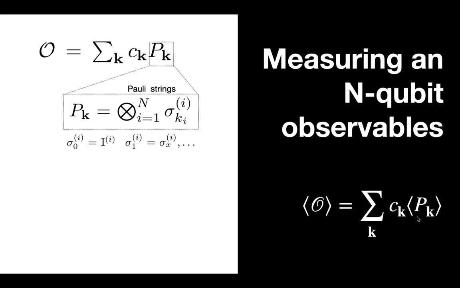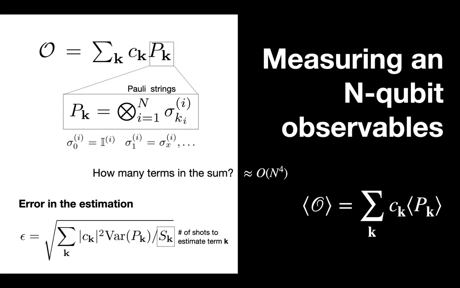One may ask, what is the number of terms in these sums? Generally, for many types of Hamiltonians, it is of the order of n to the fourth, sometimes n to the third, and this gives an idea of the complexity of the problem.